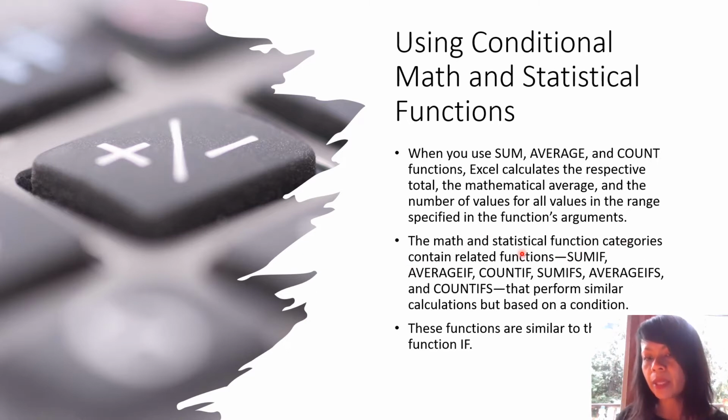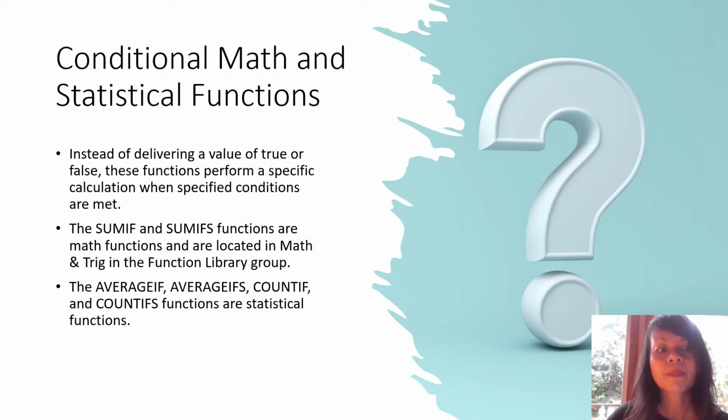So it looks at SUMIFS, AVERAGEIFS, or COUNTIFS, that perform similar calculations, but based on a condition. So only the sum of the data if this data meets a particular condition. Okay, so this function is similar to the IF function, right? So instead of delivering a value of true or false, like in IF functions, these functions then perform a specific calculation when specified conditions are met.